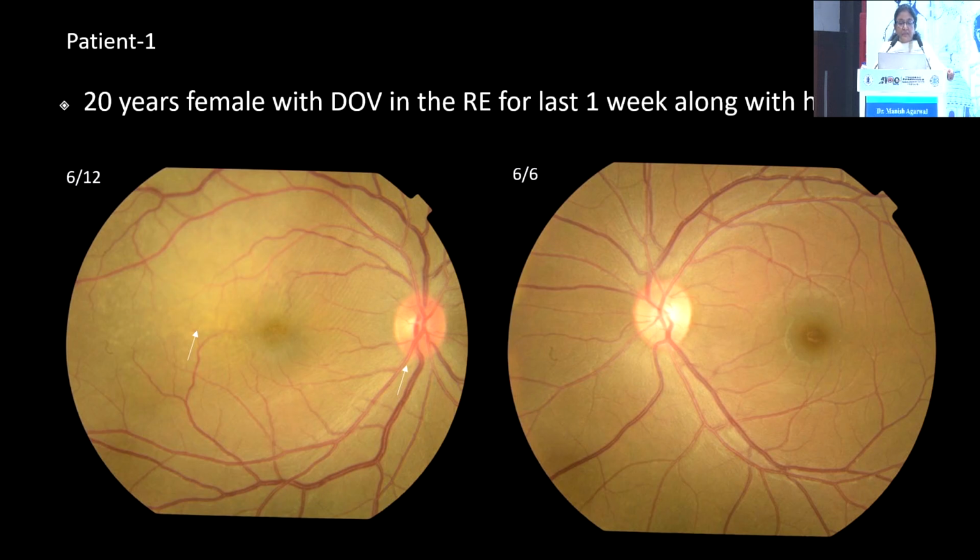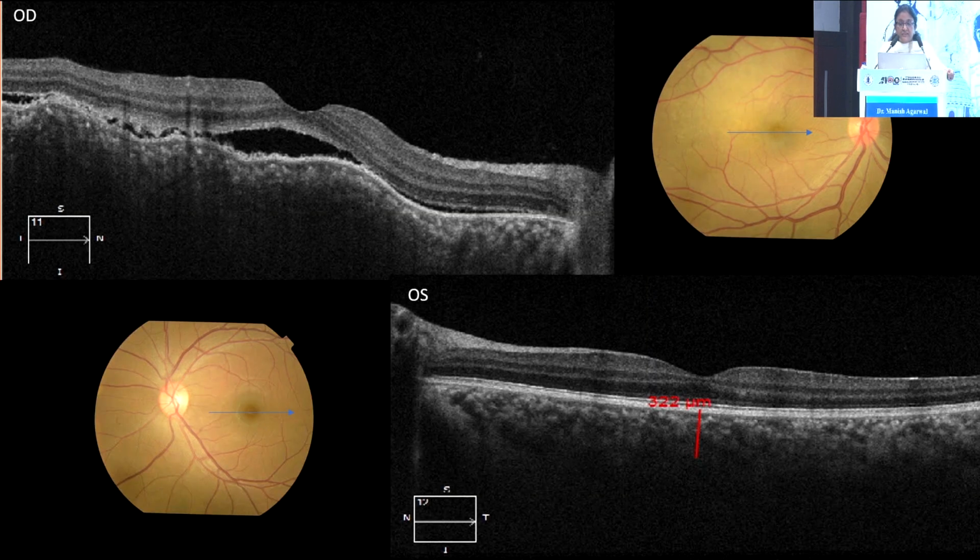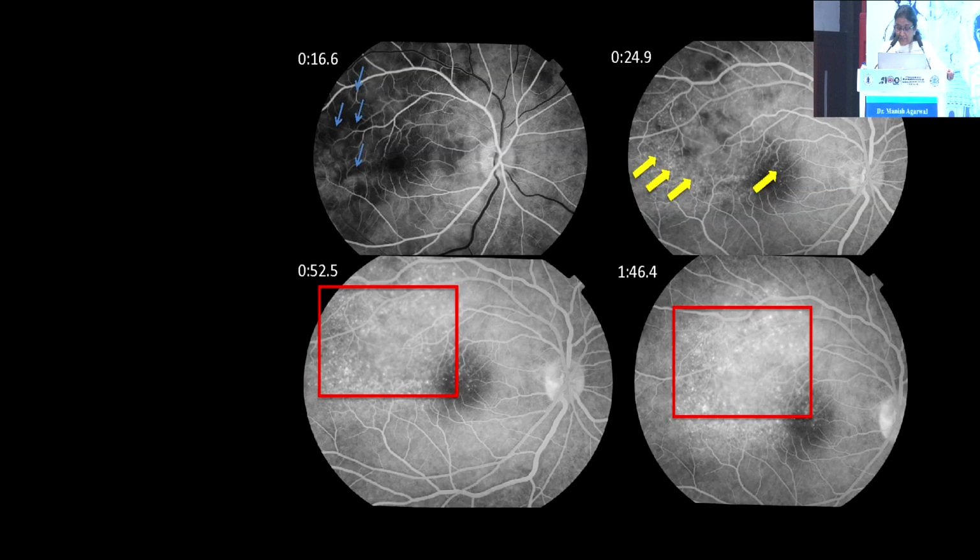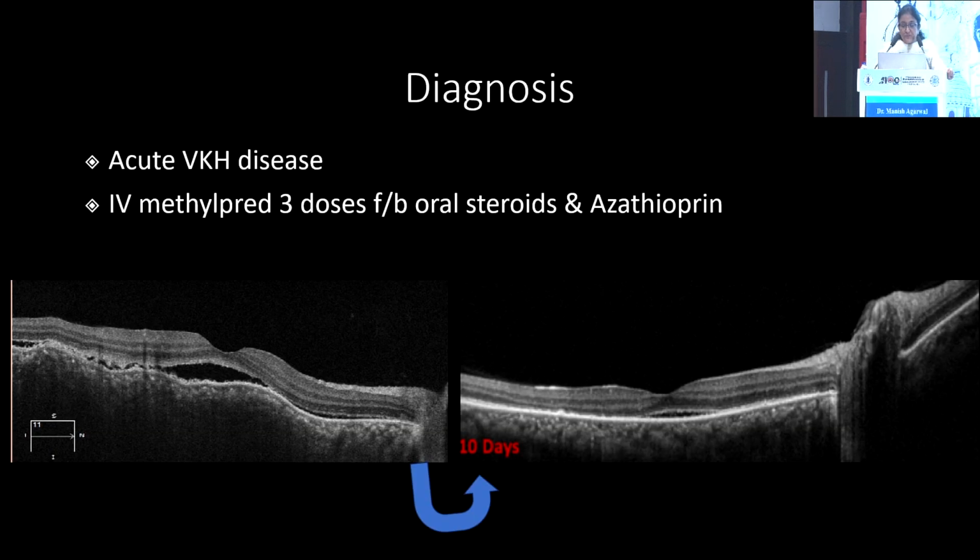This is a young female with diminution of vision in the right eye for the last 1 week along with headache. What you find is a pocket of fluid with ILM striae with a hyperemic disc in the right eye. And when you do an OCT, you have a bumpy RPE and choroid with a pocket of fluid. However, in the other eye, which appears to be normal, there is evidence of choroidal thickening. And when you do a fundus fluorescein angiography, you see hypofluorescence secondary to choroidal inflammation, and you have multiple pinpoint leaks, which are suggestive of an inflammatory pathology.